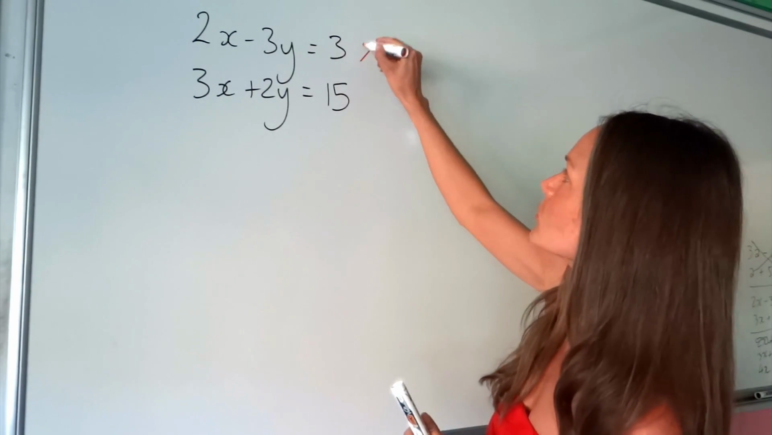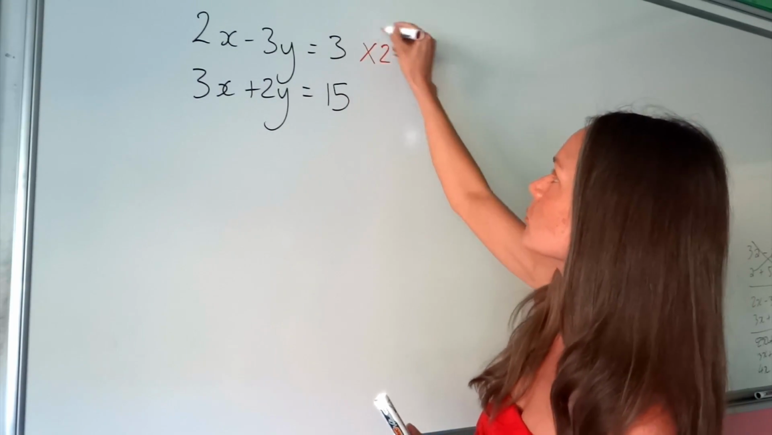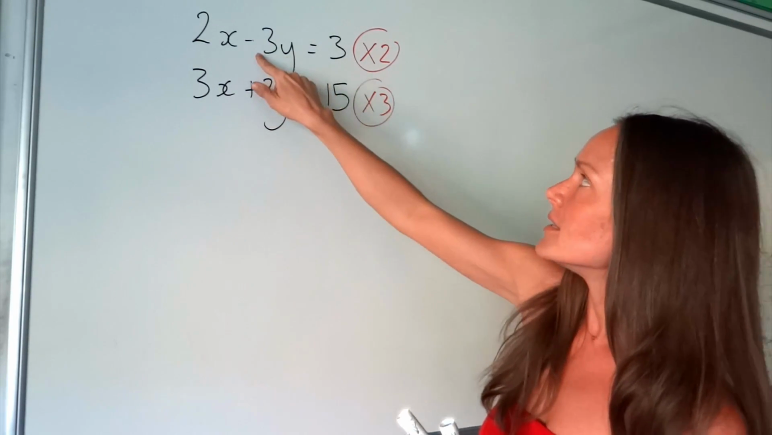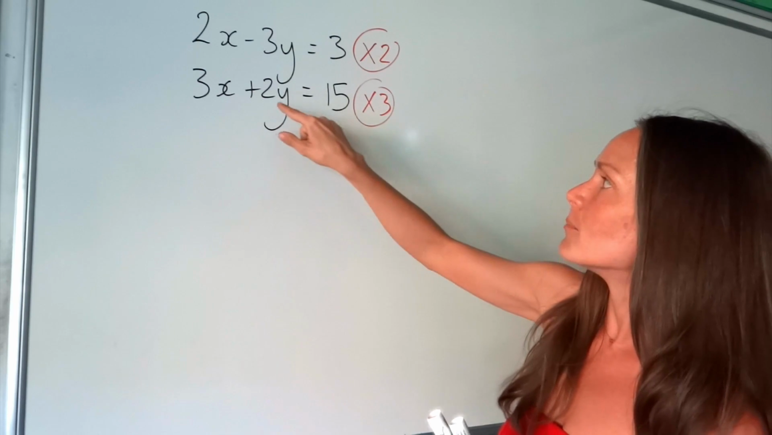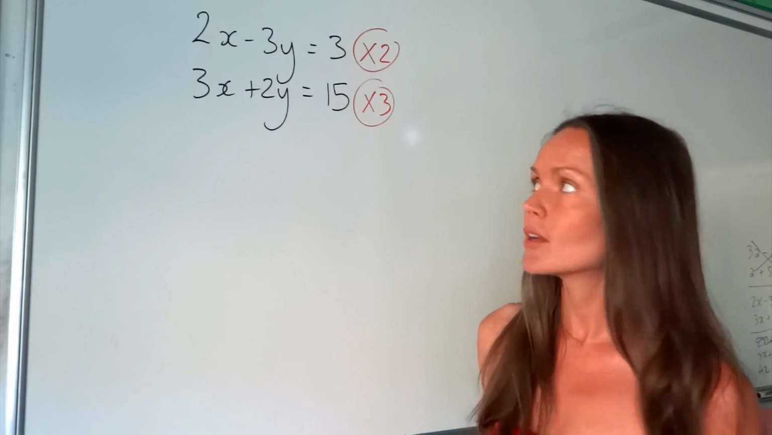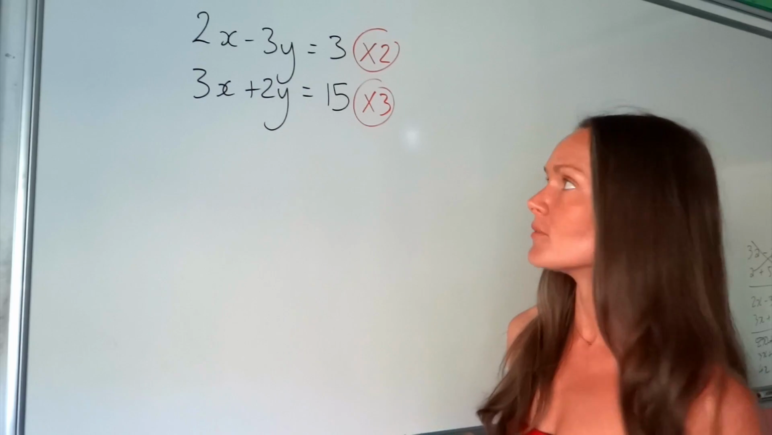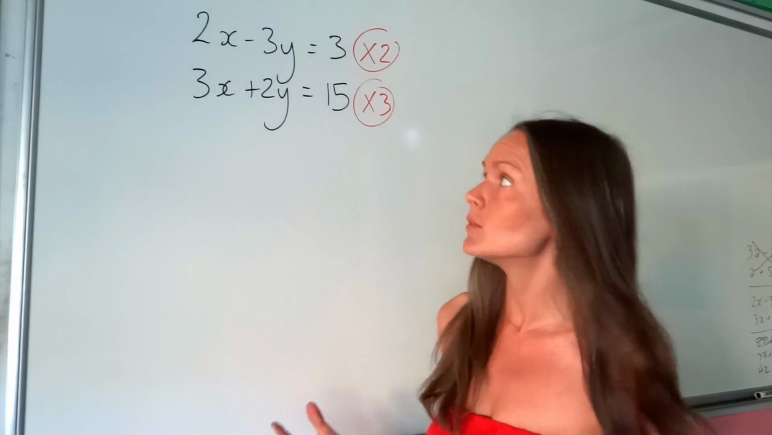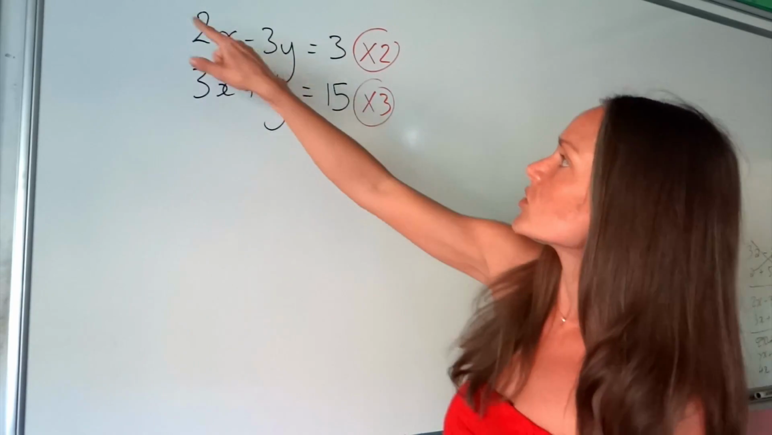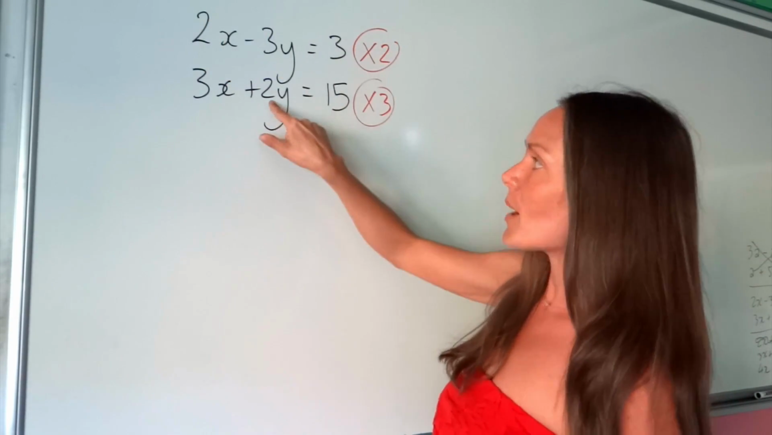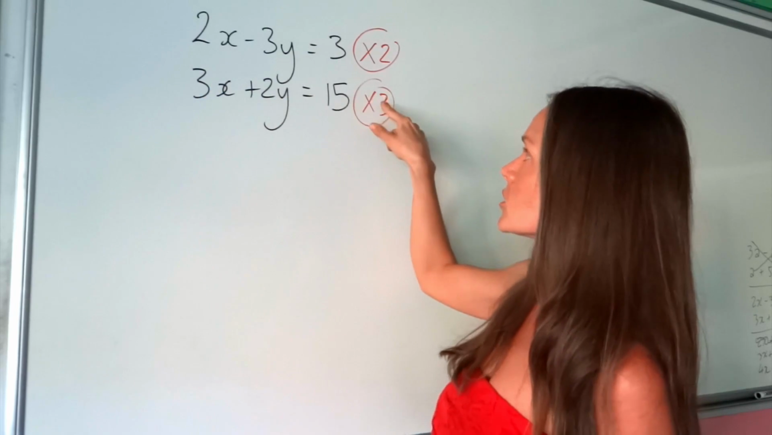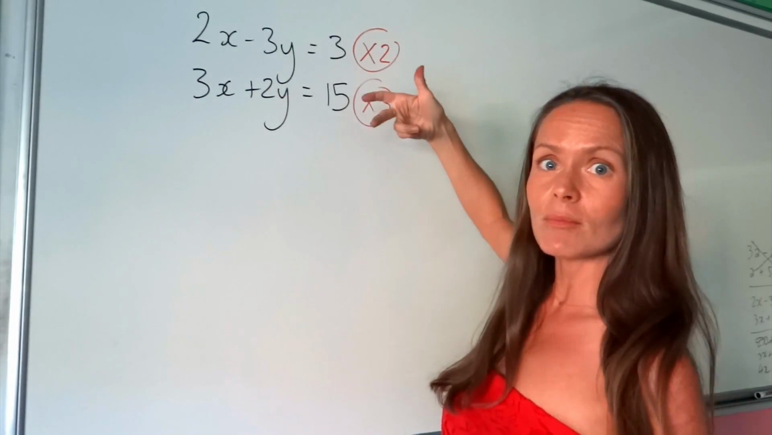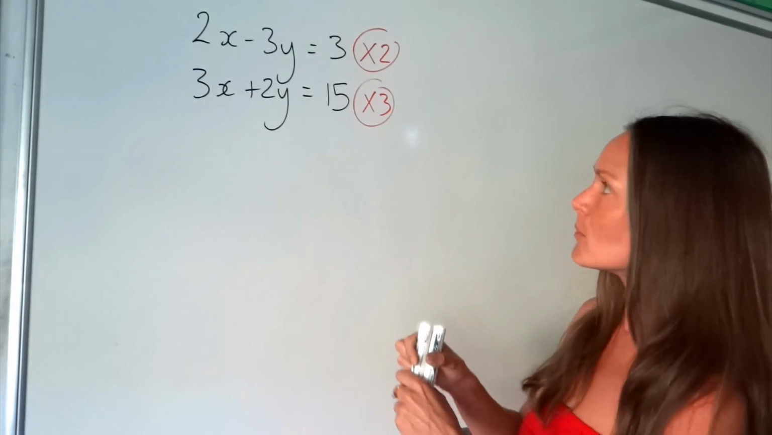I'm going to multiply this one by 2 and this one by 3 so that I've got negative 6y on the top and positive 6y underneath. Okay, so my y values will have the same number in front. So a quick way of remembering which numbers to multiply is I'm just multiplying the top equation by that number and the bottom equation by that number. So I'm multiplying by those numbers but just switching them the other way. So let me get multiplying.